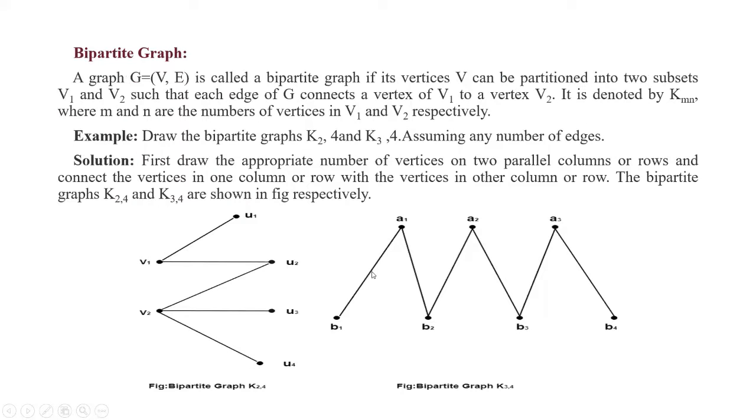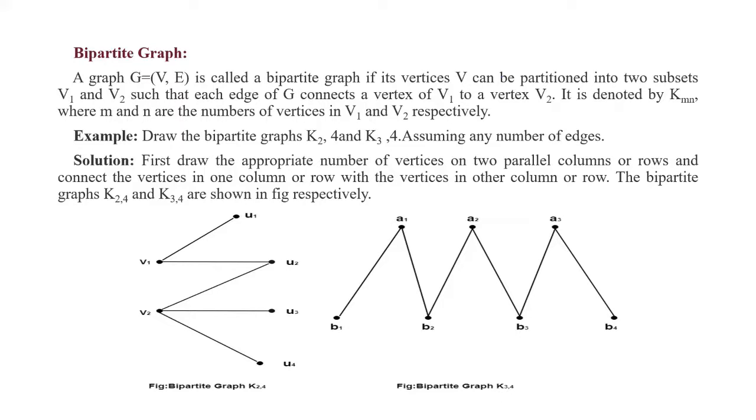Then the bipartite graph. A graph is called a bipartite graph if its vertex set V can be partitioned into two subsets, V1 and V2, such that each edge of G connects a vertex of V1 to a vertex of V2. It is denoted by K(m,n), where m and n are the number of vertices in V1 and V2 respectively.